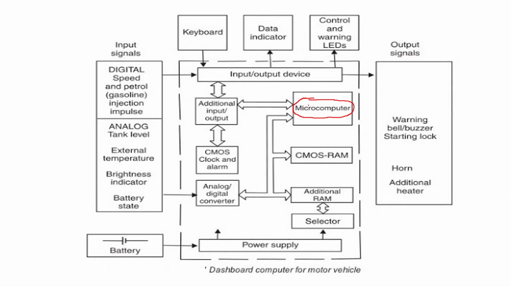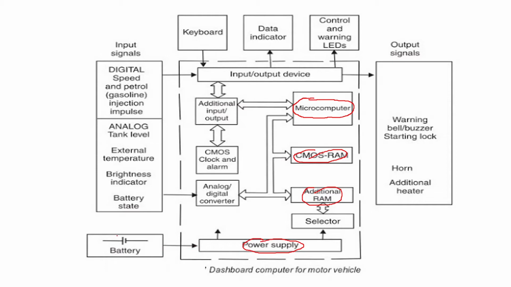Okay. So for this microcomputer to work, we should have a CMOS RAM. So here you can have your CMOS RAM. You can have additional RAM. Okay. You should have a power supply which you will get from the battery.